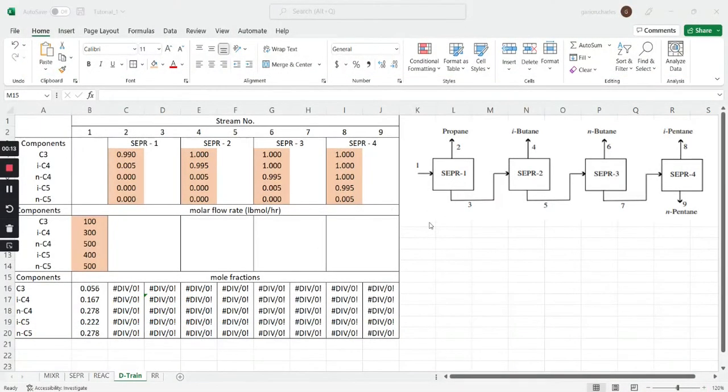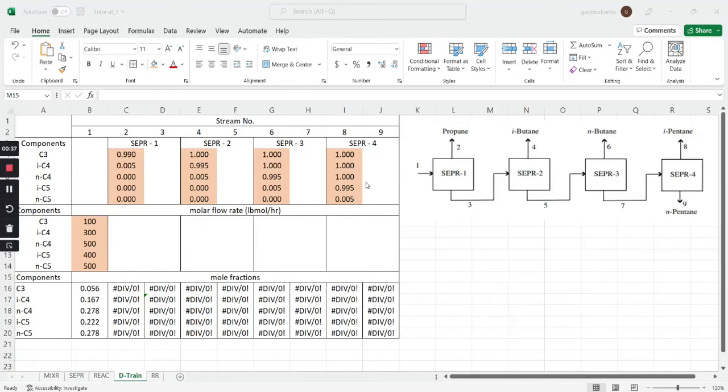Okay, so for our first advanced example, we will be using several separation units in sequence to represent a distillation train for separating a crude oil mixture into several high purity fractions. The required split fractions for each unit is shown in the sheet already.